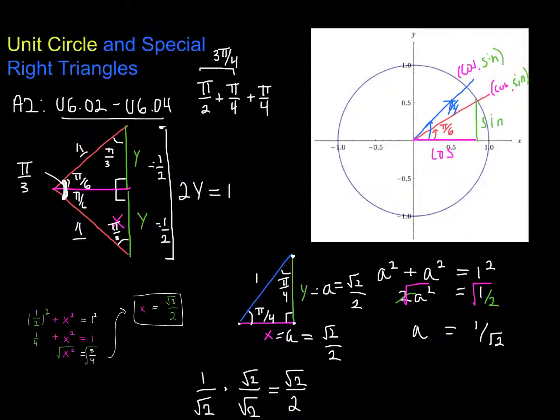All right, and so that's the proofs for the special right triangles that we use to construct all of the special angles for a unit circle.